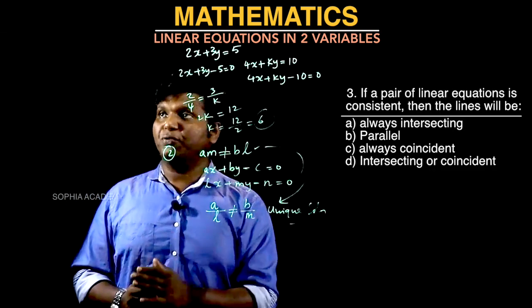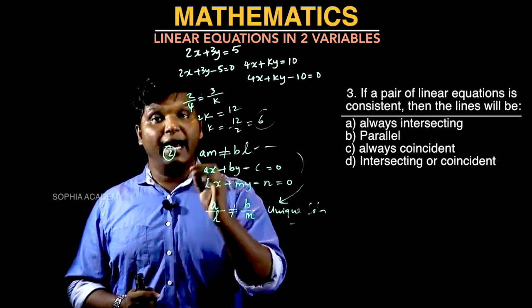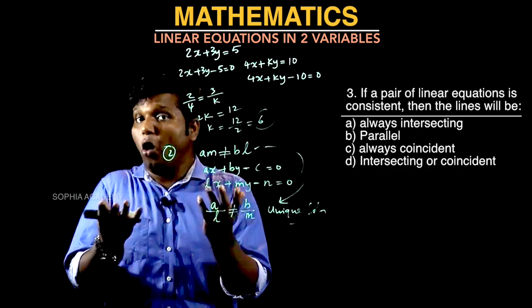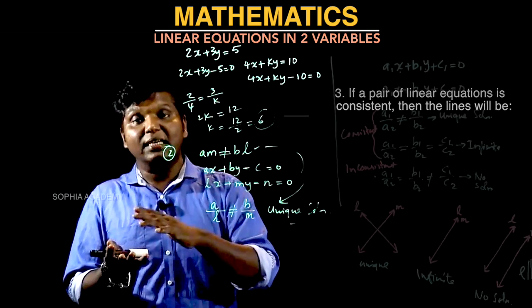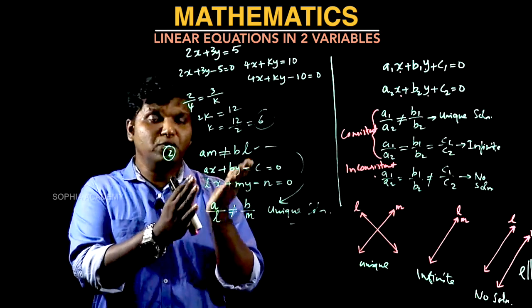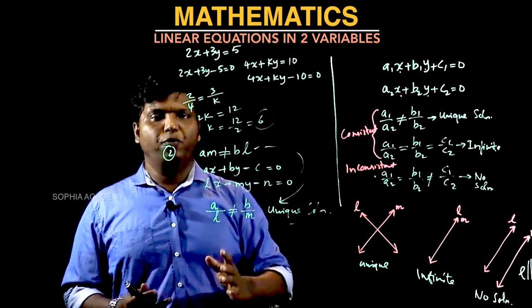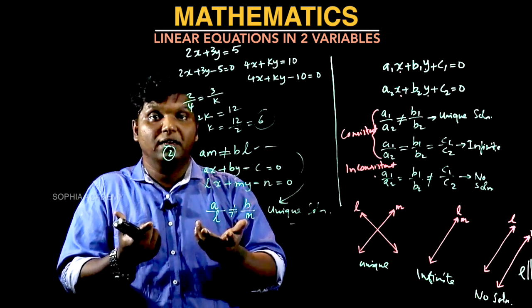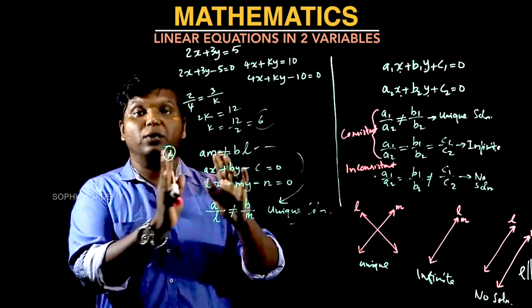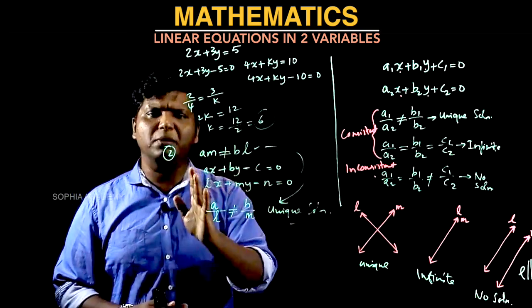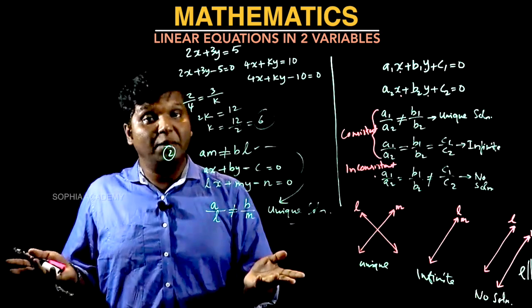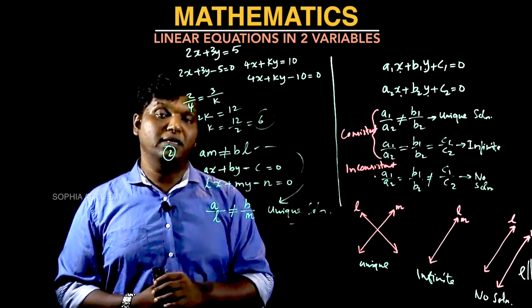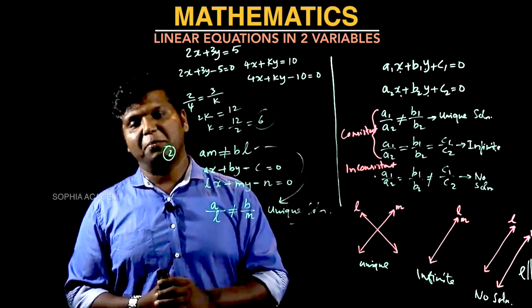Options are there before you. What is the first option? They are intersecting. Second one, they are parallel. Third one, they are always coincident. The fourth one, they are intersecting or coincident, meaning they can intersect or they can coincide. Coincide means one lying above another. So tell me, for a condition of consistency, it should have a solution. That's all. It's not mentioned that it should have a unique solution or plenty of solutions. It's only mentioned that it must have a solution. It can be a single, unique solution, or it can have plenty of solutions. But tell me what will be the condition regarding the graphical representation method.